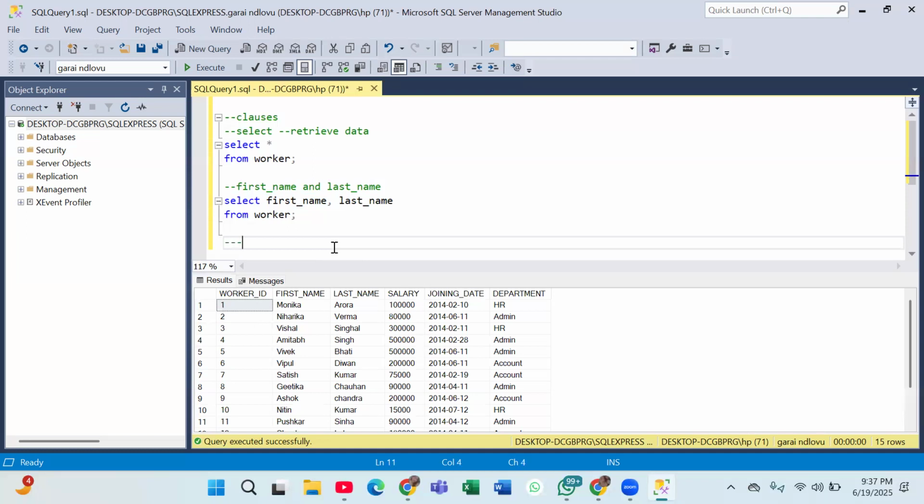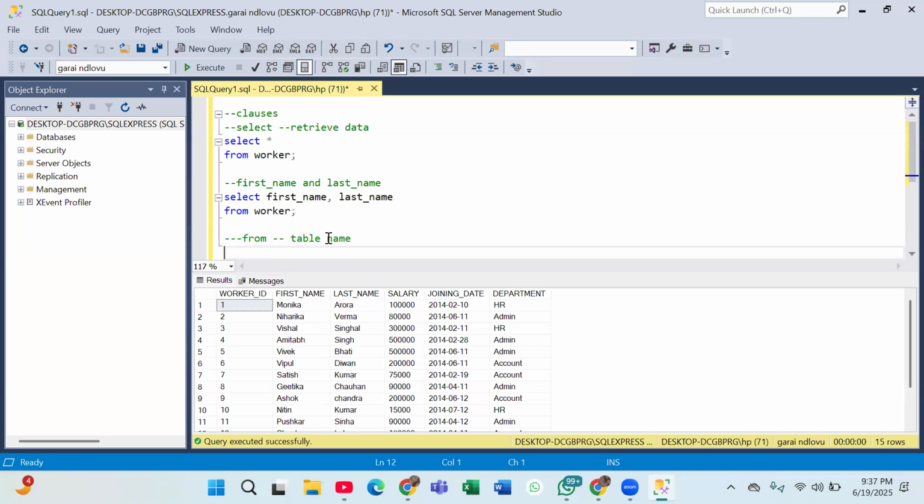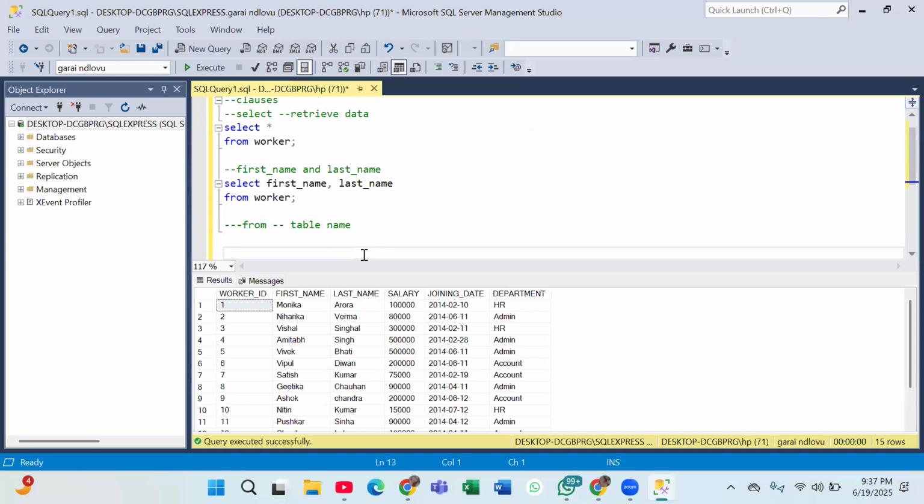Great. Then we have from. What's the use of from? What do we write in our from clause? Table name, correct. Yes. So here you can see that we are writing our table name. So in the from clause, every time you will be writing down your table name. Is this clear?